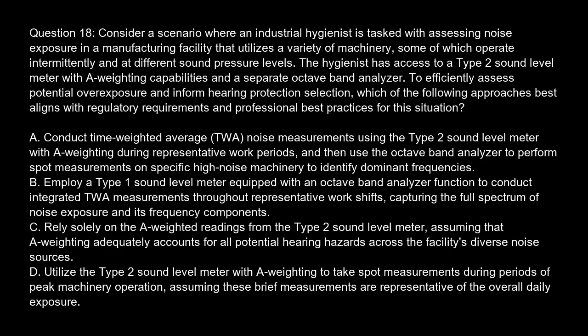Question 18. Consider a scenario where an industrial hygienist is tasked with assessing noise exposure in a manufacturing facility that utilizes a variety of machinery, some of which operate intermittently and at different sound pressure levels. The hygienist has access to a Type 2 sound level meter with A weighting capabilities and a separate octave band analyzer to efficiently assess potential overexposure and inform hearing protection selection.